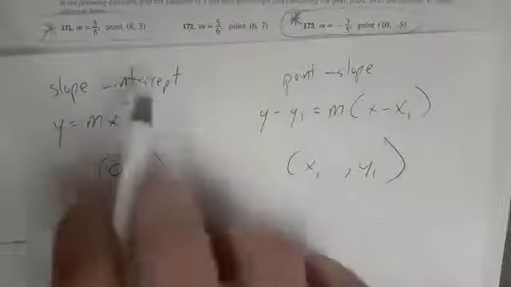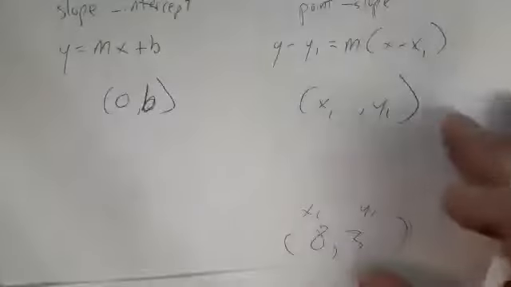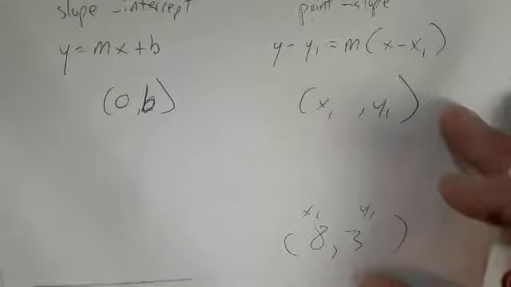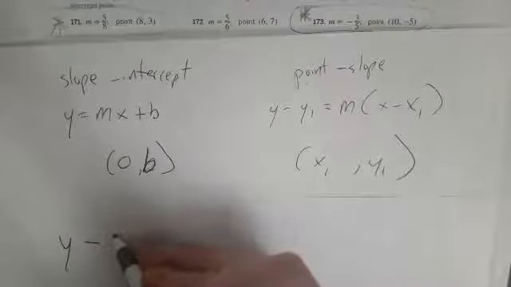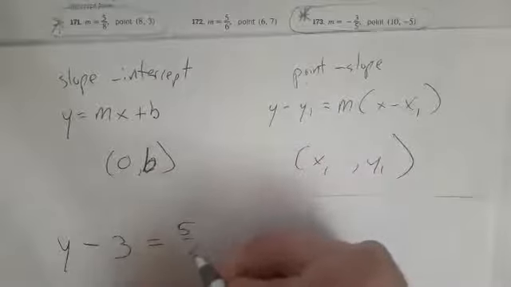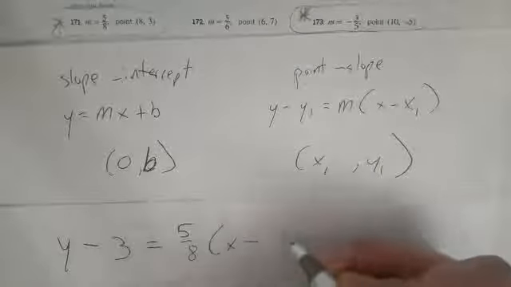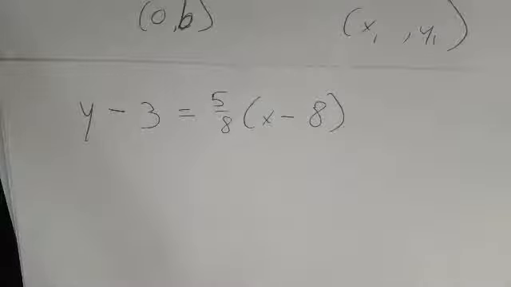So y minus y1 is what here? I can look at my point as being x1, y1. So I'm looking at this 8, 3, and I'm doing y minus 3 is equal to, my m is 5/8, and I'm doing x minus 8. And if we do this, we can do some algebra to get it to slope intercept.